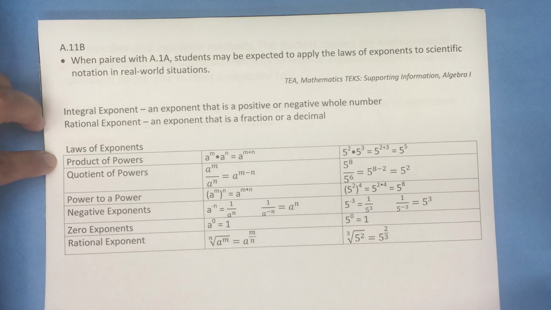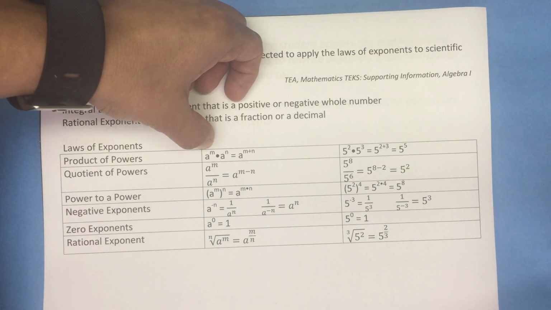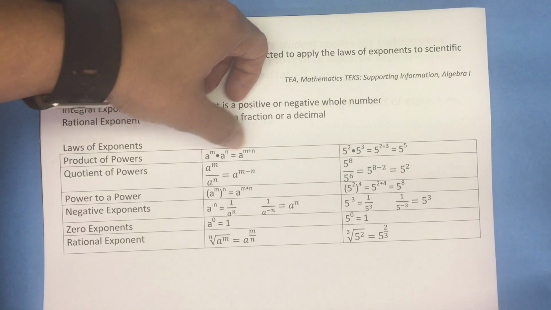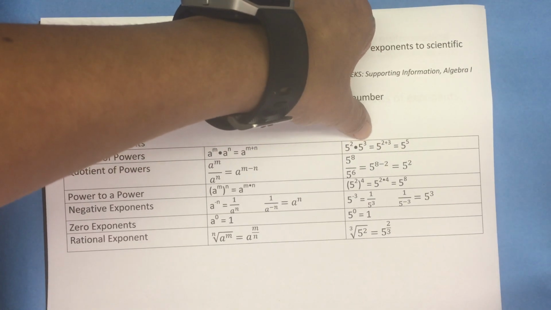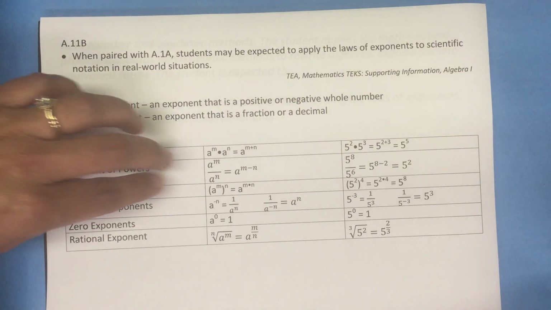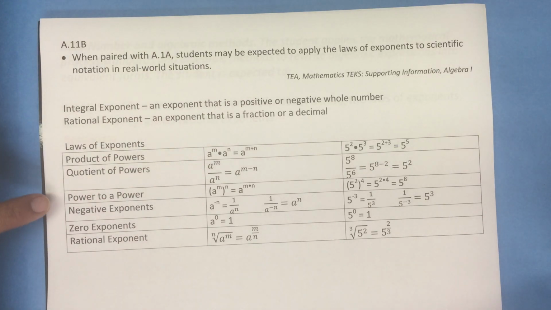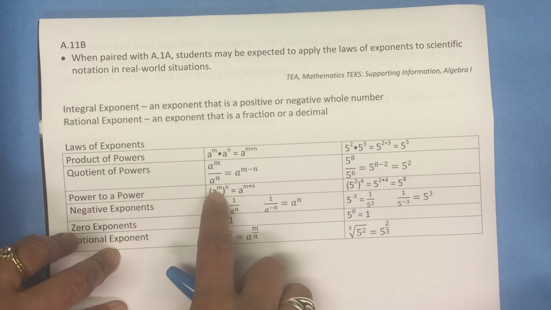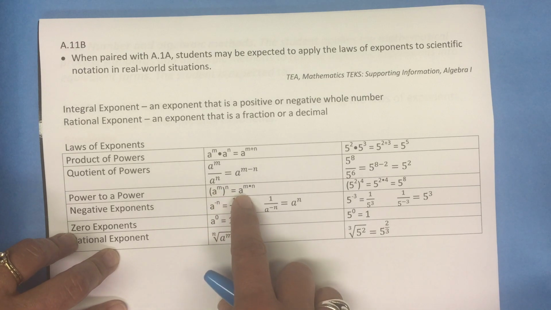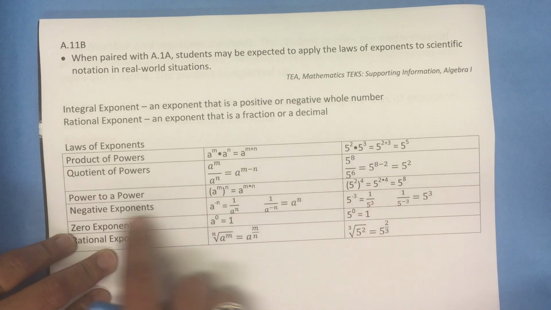So we have the product of powers, which says that if you are multiplying exponents with the same base, you add those exponents. And we have an algebraic example and a numeric example. Quotient of powers says if you're dividing exponents with the same base, then you subtract their exponents. Power to a power, if you're raising an exponent to a power, that means you multiply the powers. And again, we have an algebraic and a numeric example.